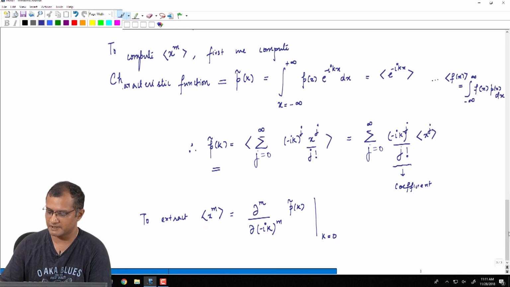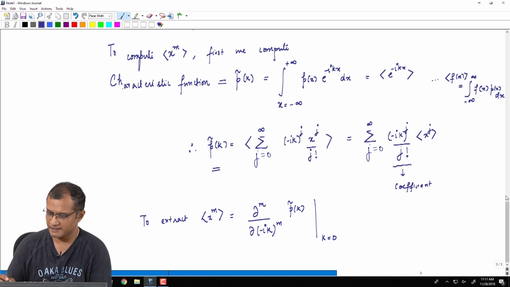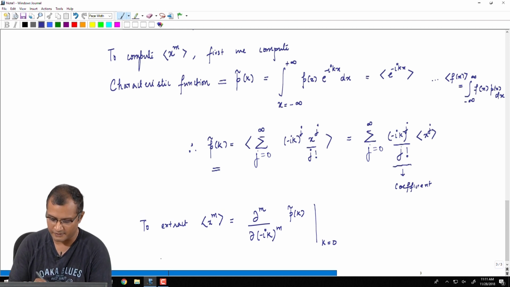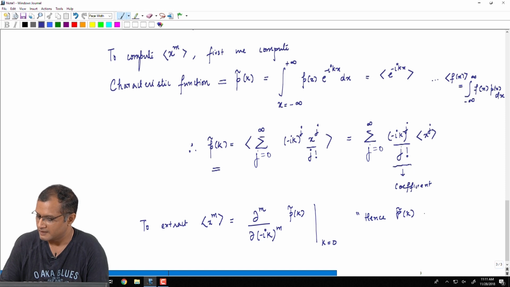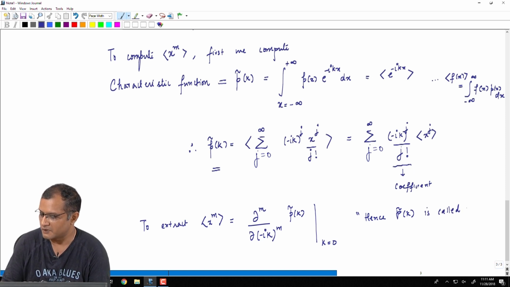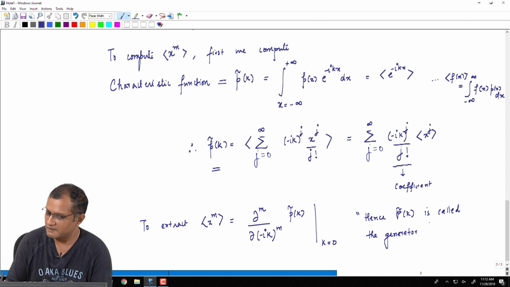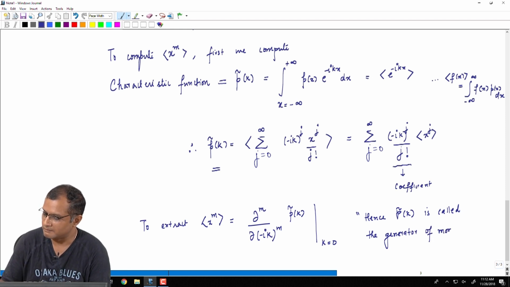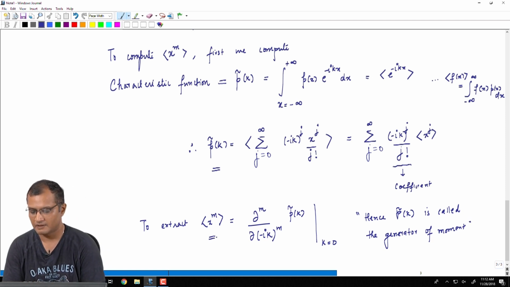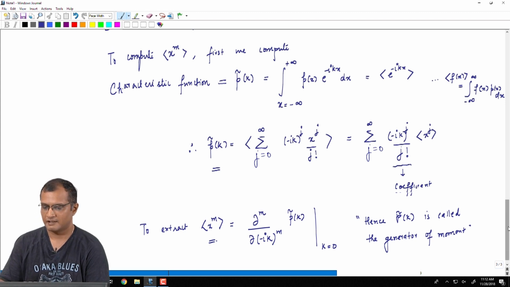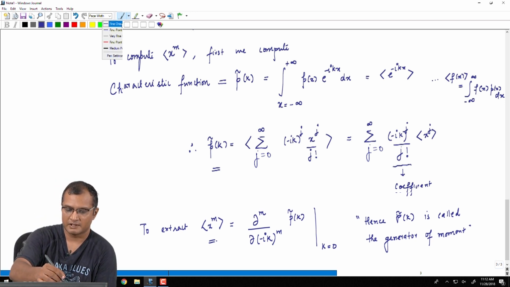So, now we can see that this is called a generator of moments. This P of k is called the generator of moments because the left hand side is a moment, and by taking the mth derivative of this moment generating function, I can obtain the mth moment. Hence, that is the reason why this is called the moment generating function or characteristic function.